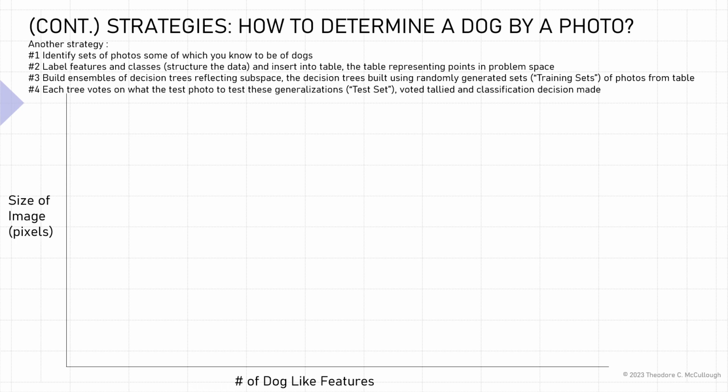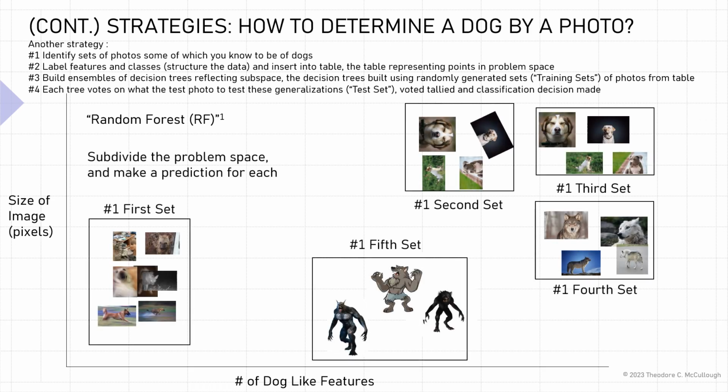So that's a lot to understand, so let's unpack it. First of all, this is known as a random forest strategy and is well known in the field of AI/ML. The way this works generally is that you take your problem space and you subdivide it into smaller problem spaces. And for each one of those problem spaces, you solve the problem of whether or not the photo is of a dog or not. So let's see how this works actually in practice.